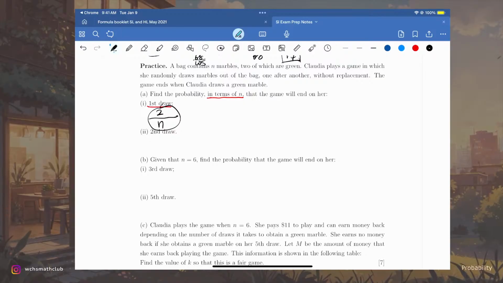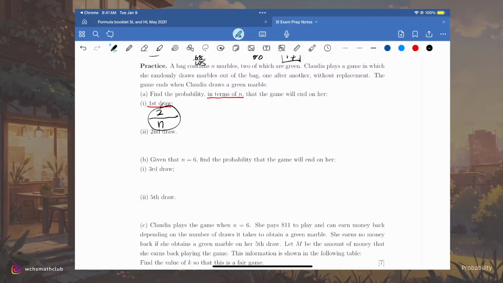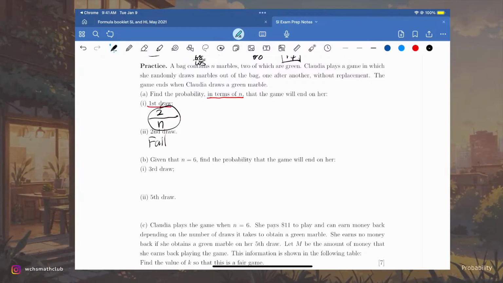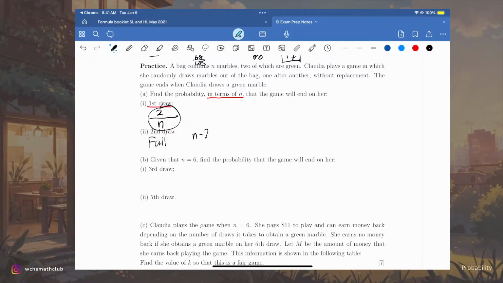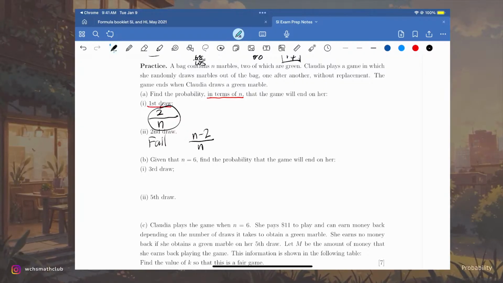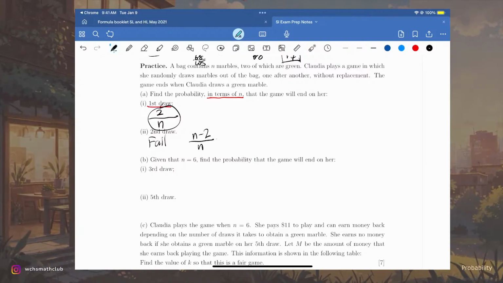Now, for ending on the second draw, it's a little bit harder. On our first draw, we have to guarantee that we fail to win. So basically that means we don't draw a green marble and we draw a green marble on our second one. To not draw a green marble, that's just (n minus 2) over n, because there are 2 green marbles, so there must be n minus 2 red marbles because there are n marbles total.